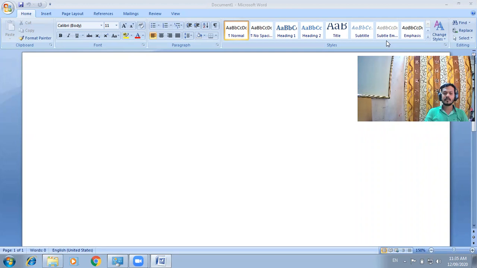In this session, we are going to discuss chapter 8 from NCERT Maths class 7th. So today we are going to do chapter 8, comparing quantities.